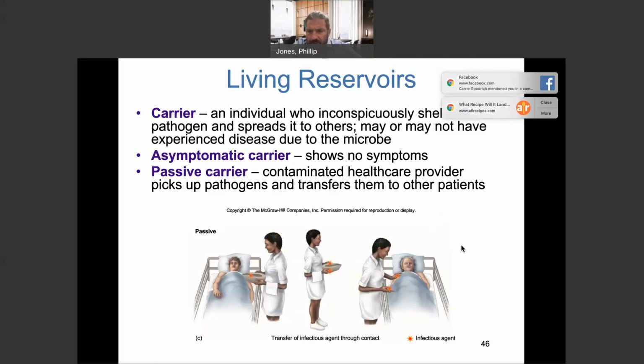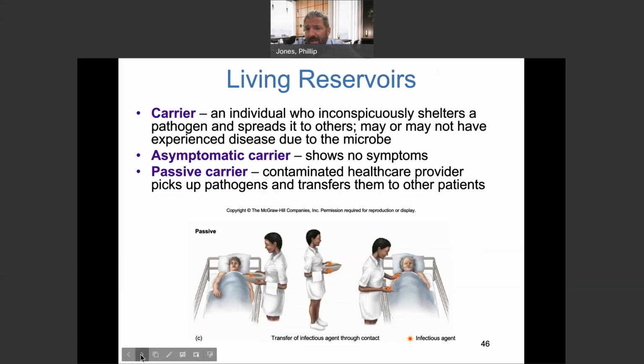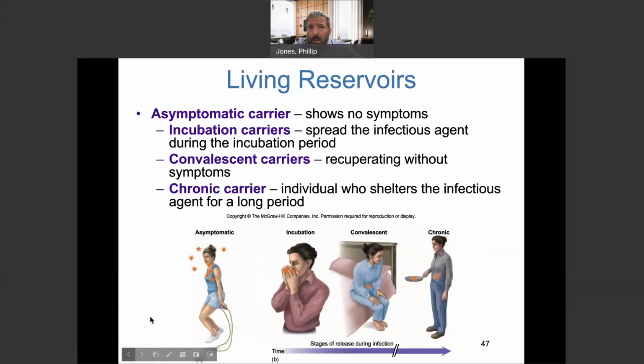When I first started to practice, I would always iron my ties just to make sure that everything was killed, so I wasn't inadvertently touching patients with the tie or whatever, transferring. That would be a passive carrier, and it would be a nosocomial infection because that person got it in the healthcare setting, right? Incubation carriers spread the infectious agent during the incubation period.